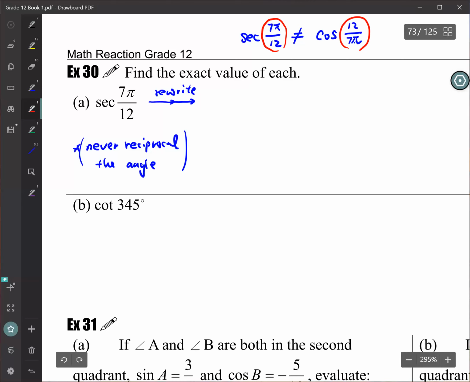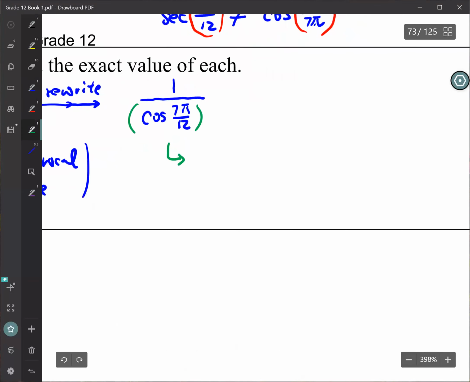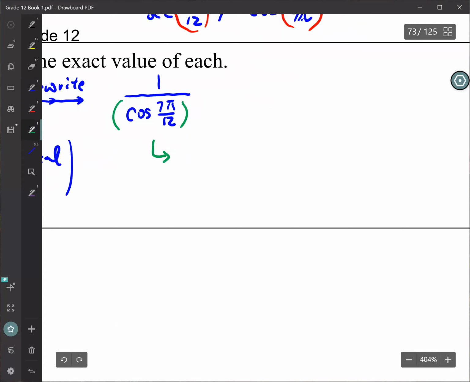Never do that. So to rewrite this properly, you have to do what Eric said: write it as 1 over cosine of 7 pi over 12. Then you just focus on cosine of 7 pi over 12 first. This formula is change sine, so we will get the answer for the denominator. Once you get the answer for that, then you flip your answer, the reciprocal afterwards. So do not reciprocal the angle.